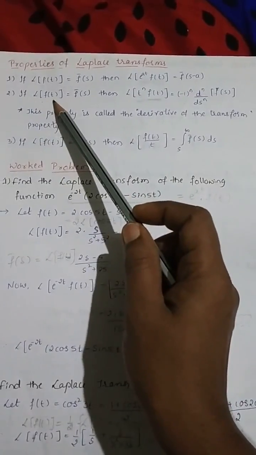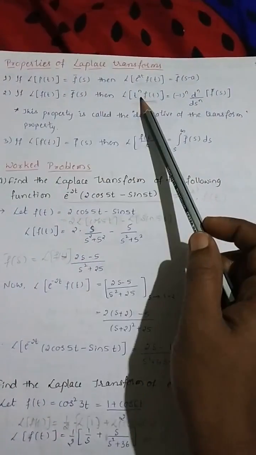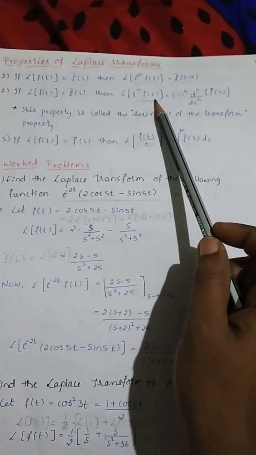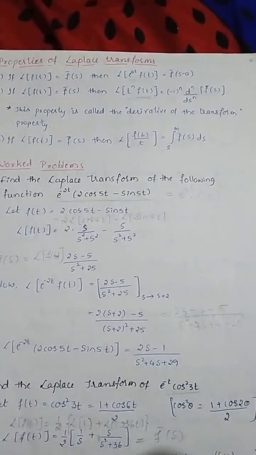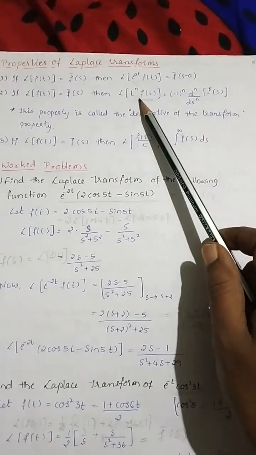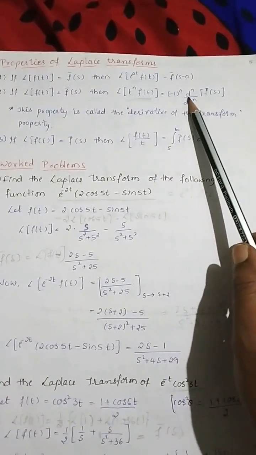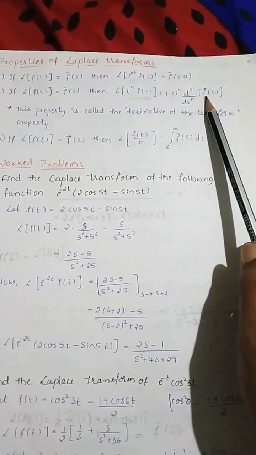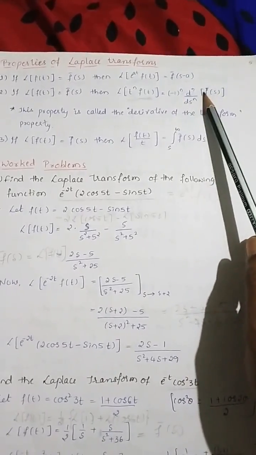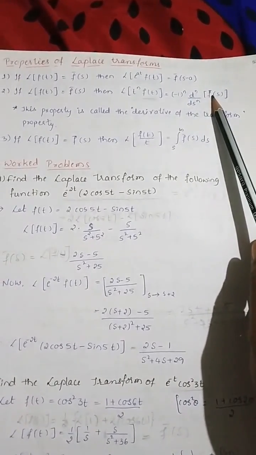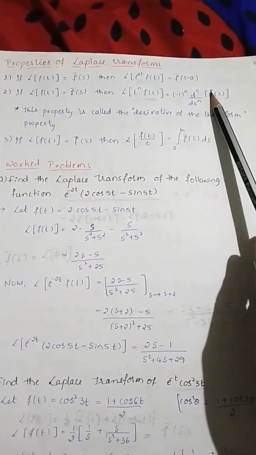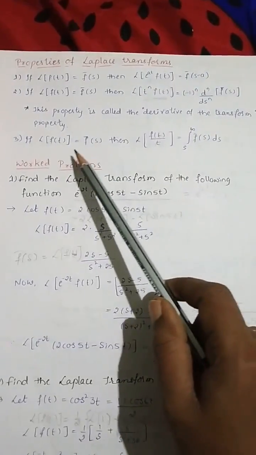Next, if L of f of t is equal to f bar of s, then for a function like t raised to n f of t, the Laplace transform of t raised to n f of t is minus 1 raised to n d raised to n upon ds raised to n into f bar of s. Using these two properties we have solved example problems in the previous videos. Let us go for the third property.